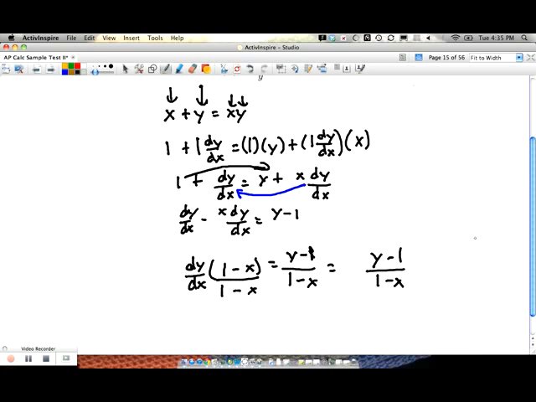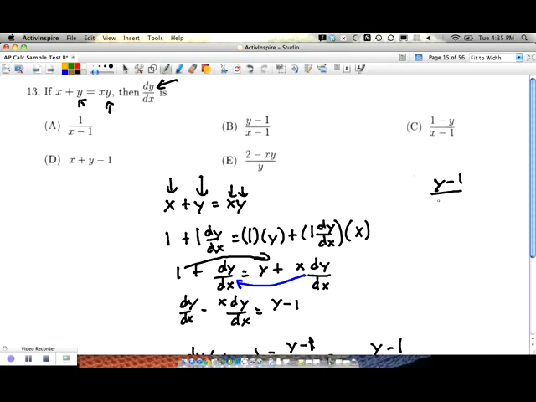Let's go back and see what our answers have for us. Remember, we have y minus 1 over 1 minus x. Well, this is kind of interesting because B is kind of close, but not really. It has the x and the y first and the negative 1 second. I have that y minus 1, but that bottom doesn't match. This second one, it's almost like both top and bottom are out of order.